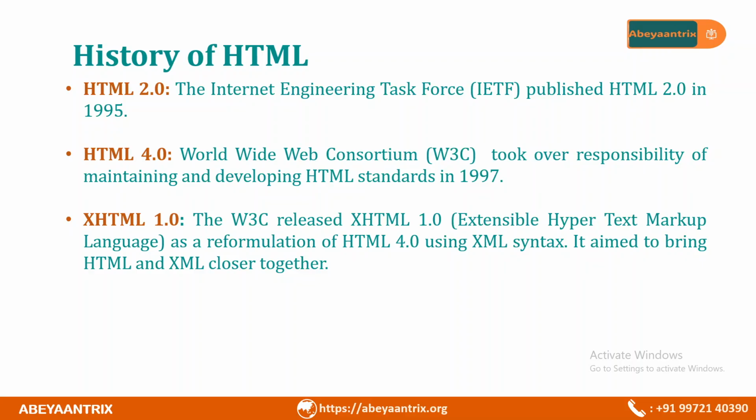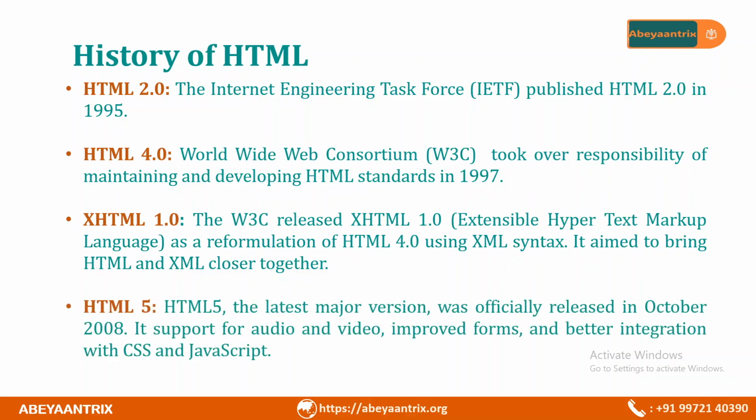XHTML is Extensible Hypertext Markup Language. It is the reformulation of HTML 4.0. After HTML 4.0, they developed XHTML. It is like an XML syntax. It is aimed to bring HTML and XML closer together, so they are going to combine HTML and XML.